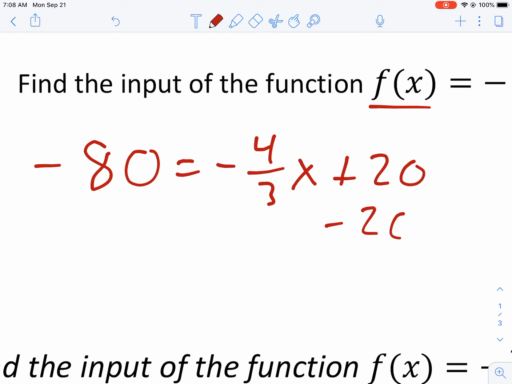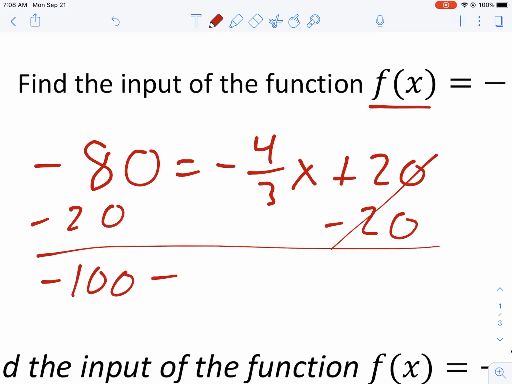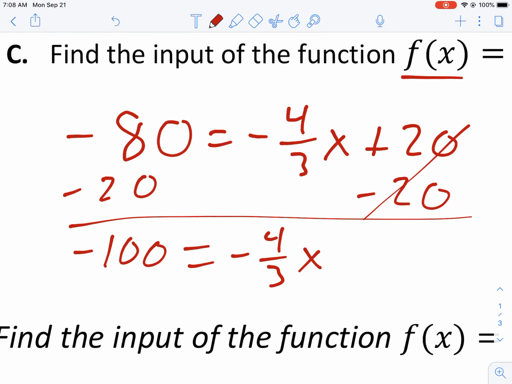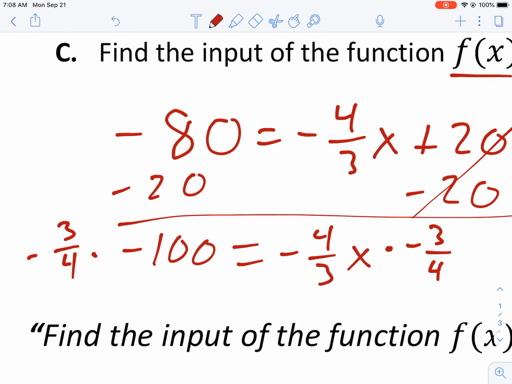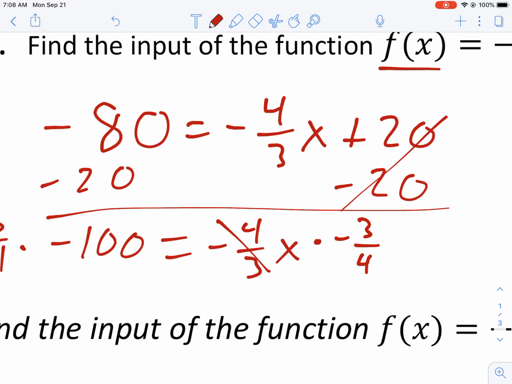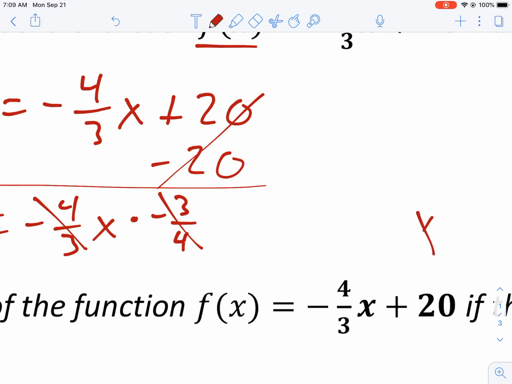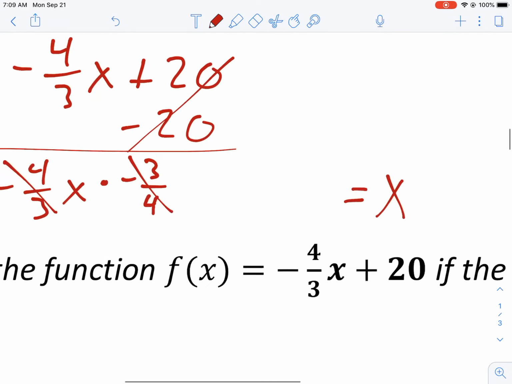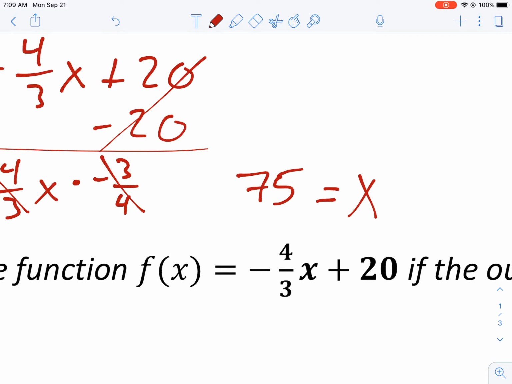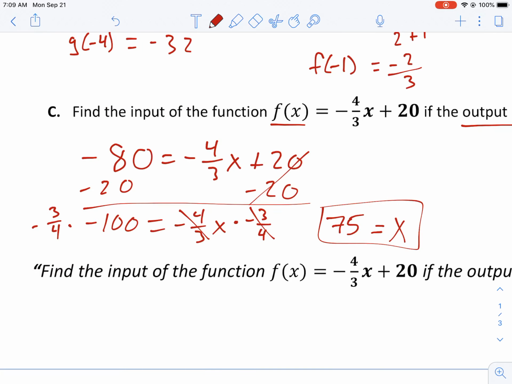So if you're solving for the input, you're solving for x. And so we're going to go through here. We're going to subtract 20 on both sides. That gives us -100 equals -4/3 x. And there are different ways that you can solve this. One way would be to just multiply by the reciprocal. If we multiply by the reciprocal, then this cancels out and that cancels out, and we're left with x equals -3/4 times -100, and if you put that in your calculator, you should get 75. So the input is 75, that gives us an output of -80.